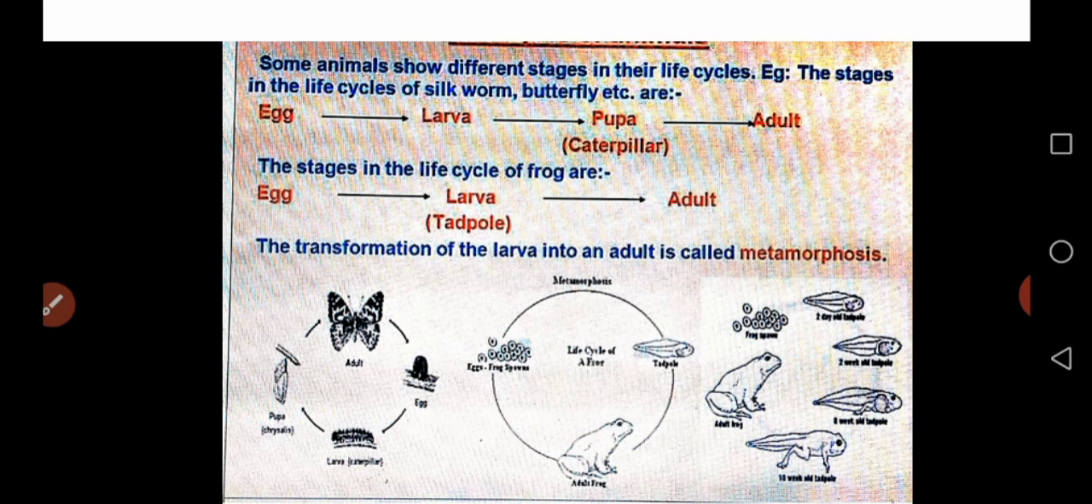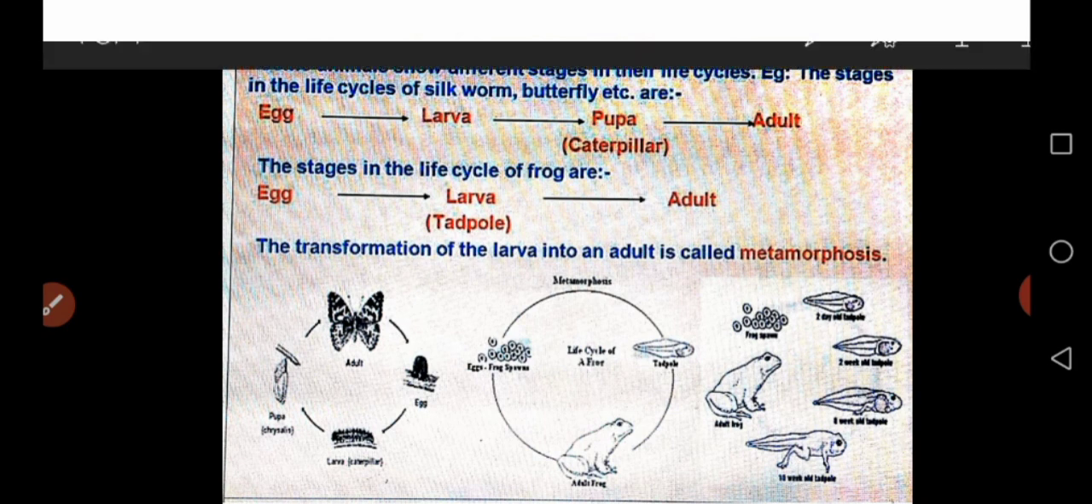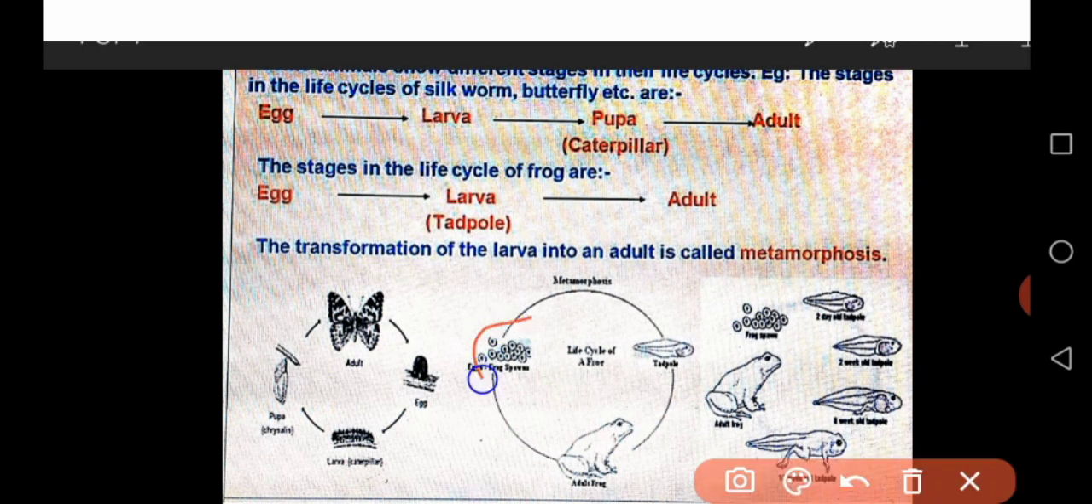So that is what we call the egg, the releasing of the particular egg. Releasing of the egg is the first stage in the life cycle of a frog. After the releasing of that egg, a very important process takes place. That process is what we call metamorphosis.